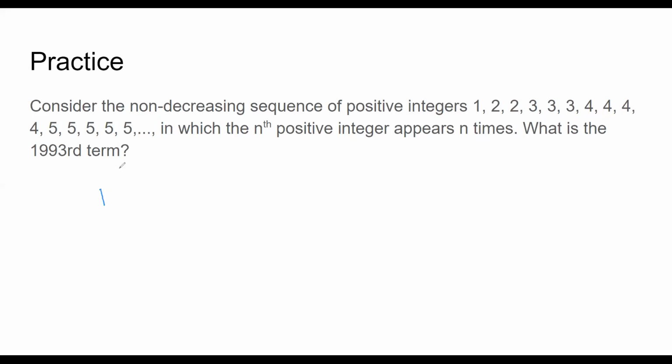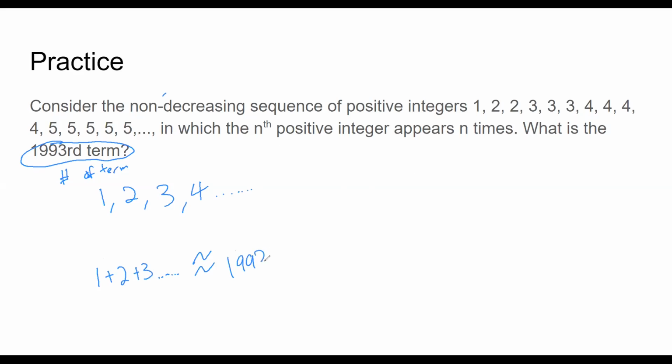We'll have 1, this is for the number of terms. We'll have one 1, two 2s, three 3s, four 4s, dot dot dot. So basically what they're saying here is they want the 1993rd term. So let's think of it this way. We want 1 plus 2 plus 3, dot dot dot, and eventually this is going to be somewhere around 1993. So we want to see in what range 1993 falls. So let's go to plus n.